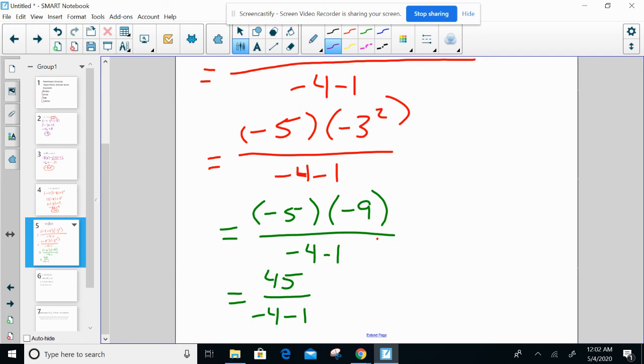We took care of the top. Now let's take care of the bottom. The 45 stays on top. On the bottom, negative 4 minus 1 is negative 5. 45 divided by negative 5 is negative 9.